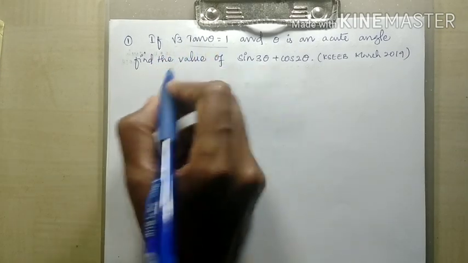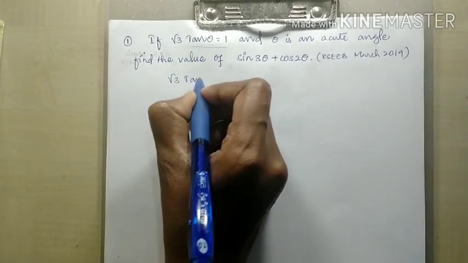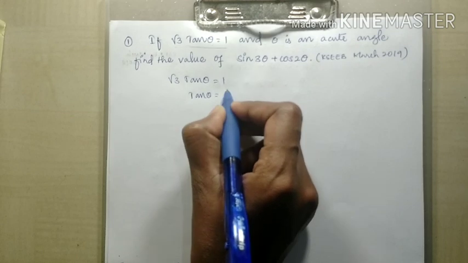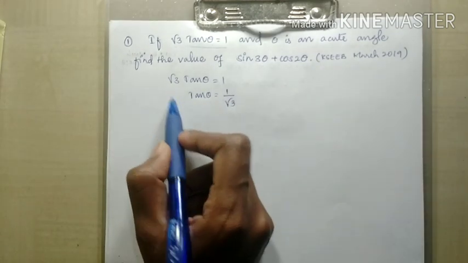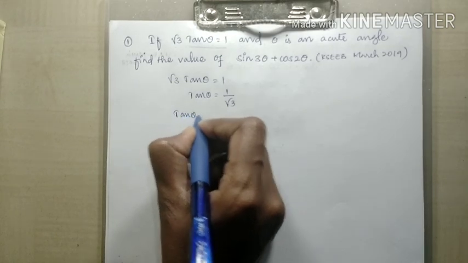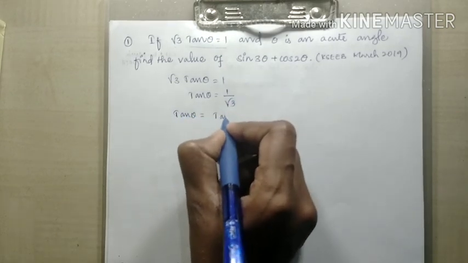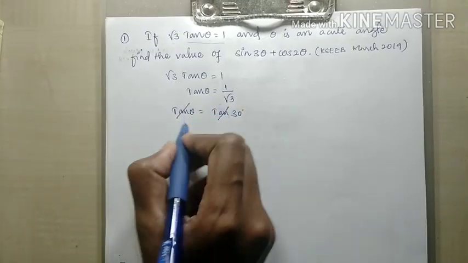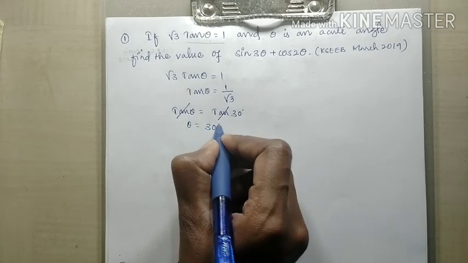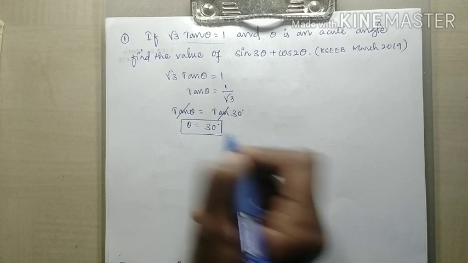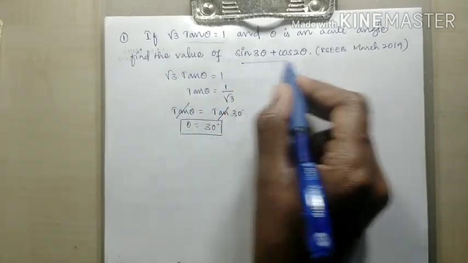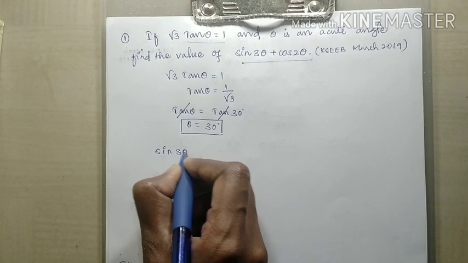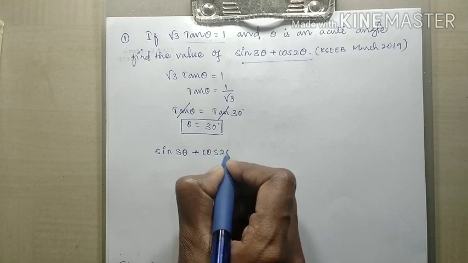So here it is given root 3 tan theta equals 1. So tan theta equals 1 by root 3. Now tan theta equals 1 by root 3 is tan 30 degrees. So therefore tan will get cancelled. So theta equals 30 degrees. Now find the value of, that is, sin 3 theta plus cos 2 theta.